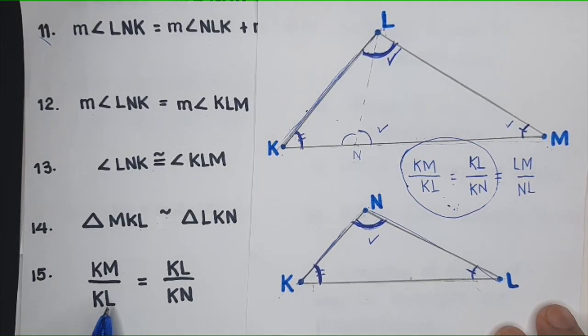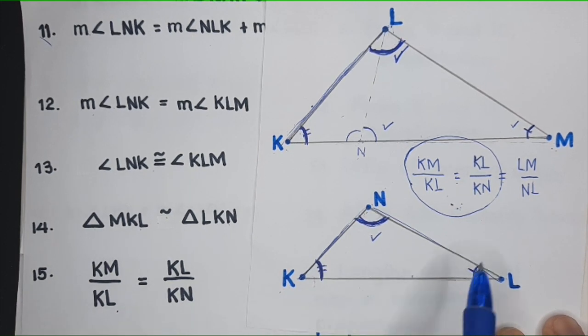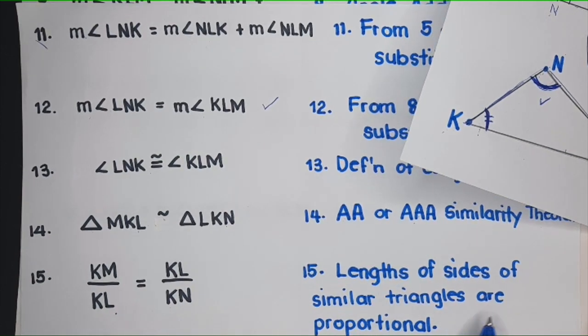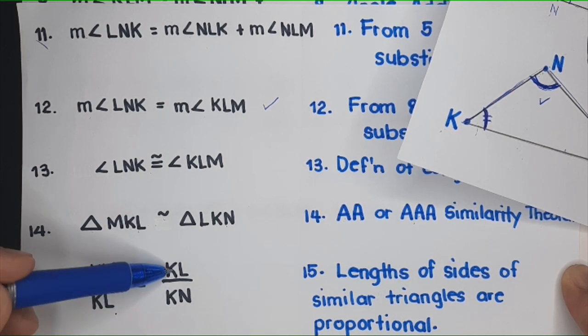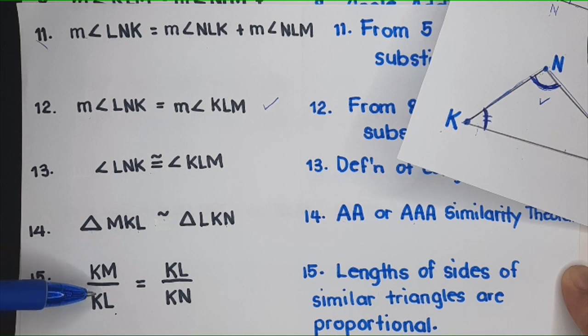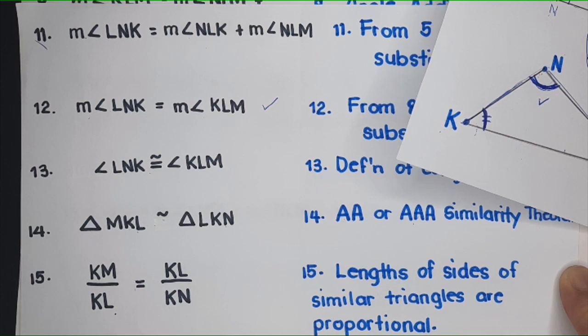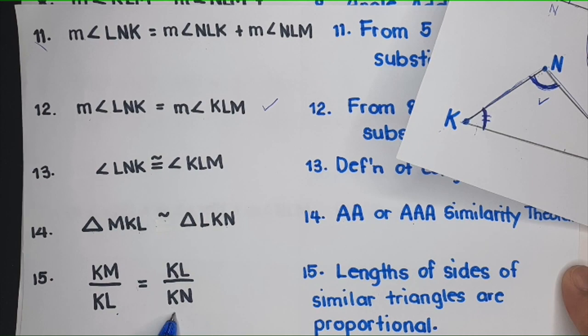Okay? So that's our 15th statement. Okay? I'm not going to explain kasi ito na yon. Alright? And justification or the reason, the lengths of sides of similar triangles are proportional, or the ratio of the lengths of the sides of similar triangles. So, ratio ito, ratio din ito. So, the ratio is equal. Okay? And then lastly, diba? Do you imagine?